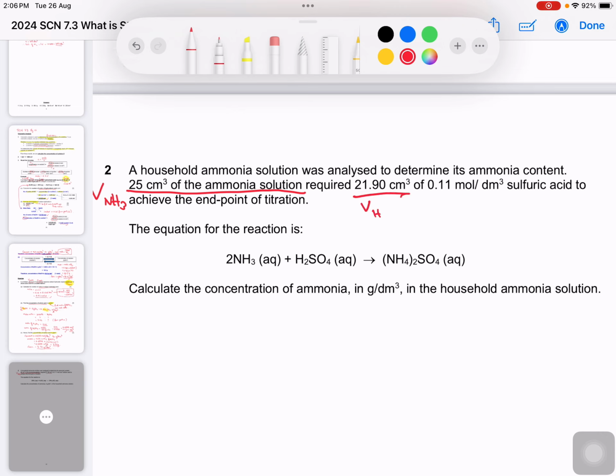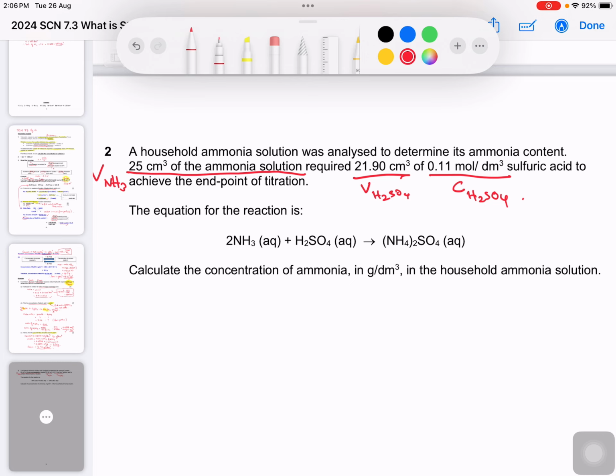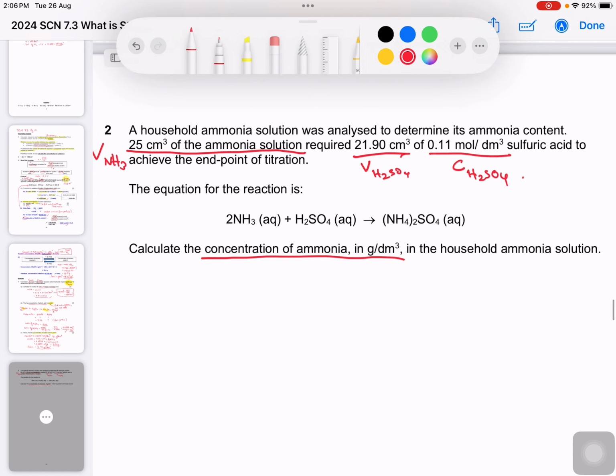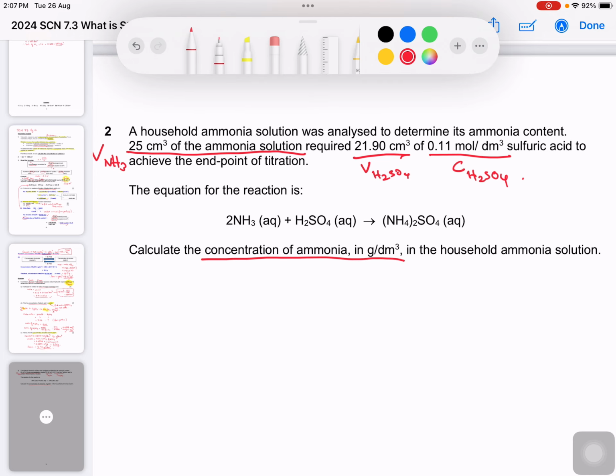This will be volume of H2SO4, sulfuric acid. This will be concentration of sulfuric acid. What is our unknown? Calculate the concentration of ammonia in gram per dm cube. Right? Concentration of ammonia, so that's our unknown. And that's all we are told. So whenever you see a big giant blank, you have to use the MRU method.